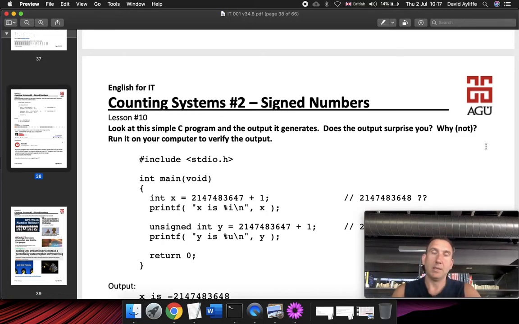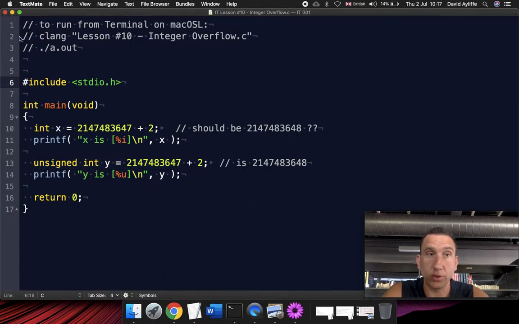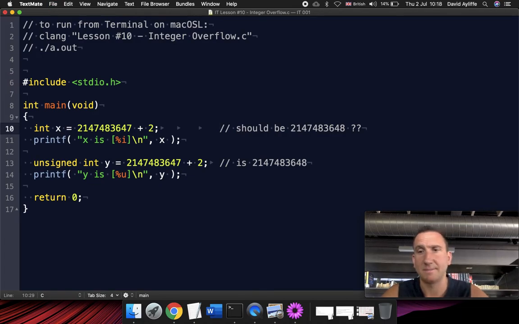Okay, so this code that I showed you is on Schoology. You can run it on your system. To run it on Mac, you need to use clang and then run the executable. On Windows, please use Google to figure out how to run that.